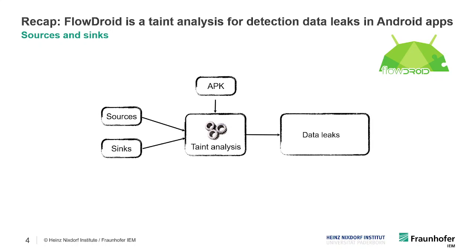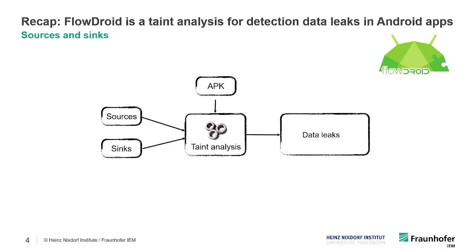And FlowDroid expects a list of API calls, so-called sources and sinks, and tries to match these API calls in the application code. The application is also input to this engine, so we have an APK file, and FlowDroid is matching the method signatures of these API lists of sources and sinks and reports any data flow paths that were found during the analysis as a result. And these are so-called data leaks.